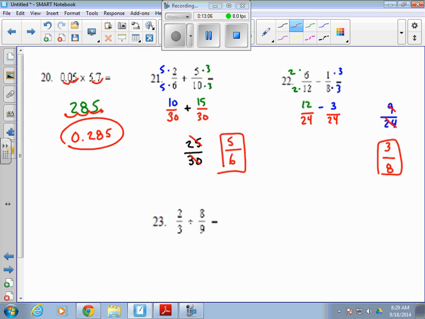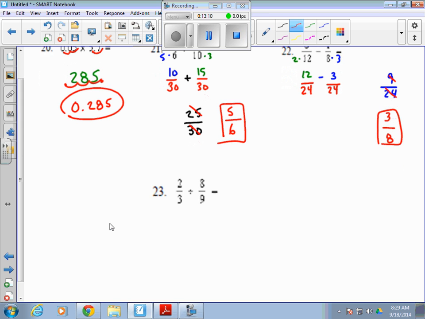Number 23 might look like addition on your paper. Make sure you realize, correct it. It is division. 2/3 divided by 8 over 9. You change division of fractions into multiplication, and you use the reciprocal. Fancy word means flips. It means to flip it. 8 over 9 becomes 9 over 8.